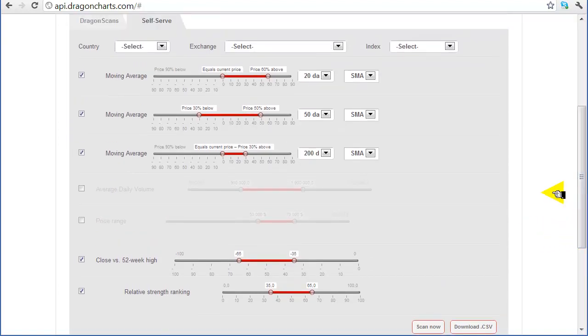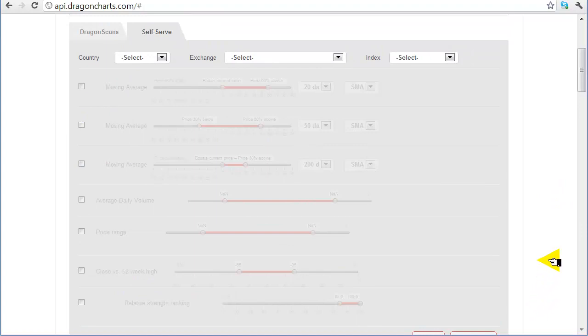And average daily volume and price range are minimum filters, just like we showed you on the DragonScans earlier. Let's do what I call my down and dirty scan, which is a way of very quickly finding the strongest stocks in any market. For that, I use the relative strength ranking, which is right here. And this is not the RSI indicator, so don't confuse it with that. Rather, it's our way of finding the stocks that are strong relative to all the other stocks in the exchange. So a stock with a ranking of 100 would indicate that that stock is stronger than all the other stocks in that exchange.